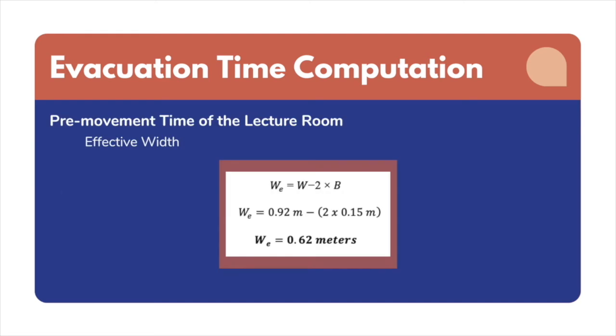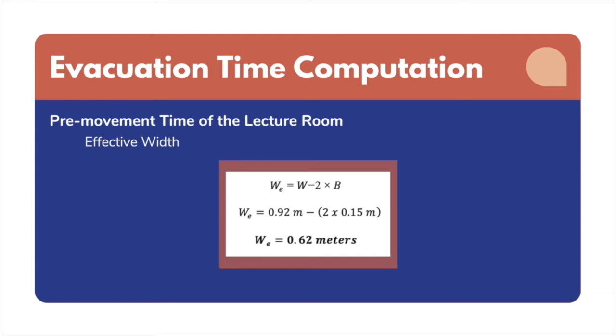In solving for the pre-movement time, the researchers considered all 6 types of rooms. As I said earlier, all types of rooms must be taken into account as they vary and would affect the results. So the effective width was calculated first, as it is the measurement of the door, which is the way out of the room.